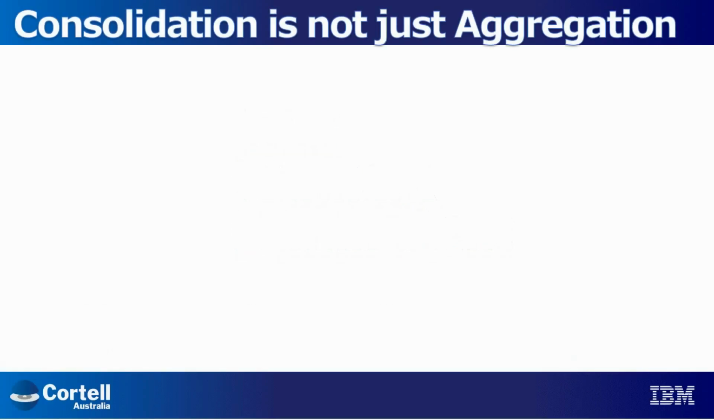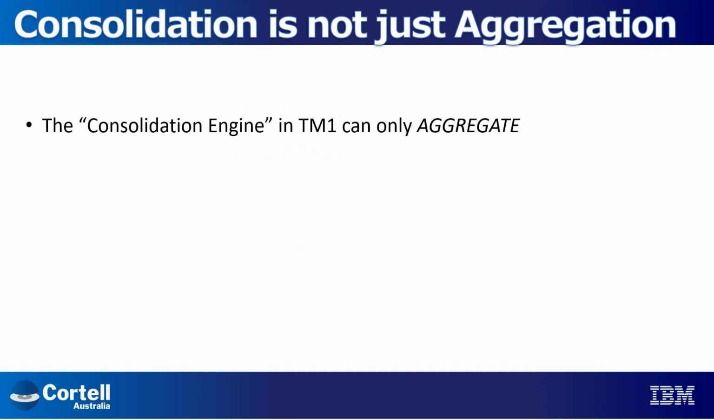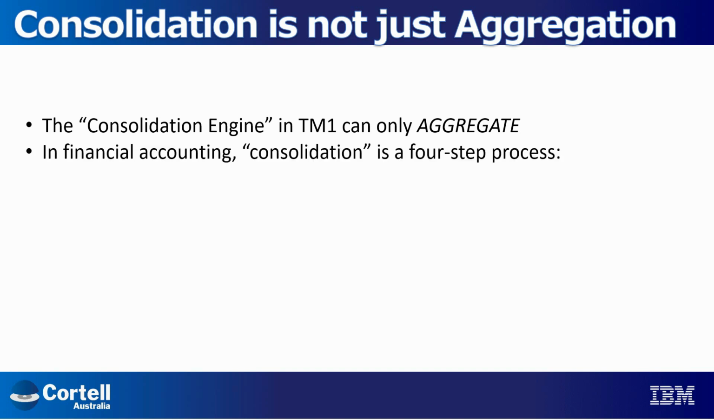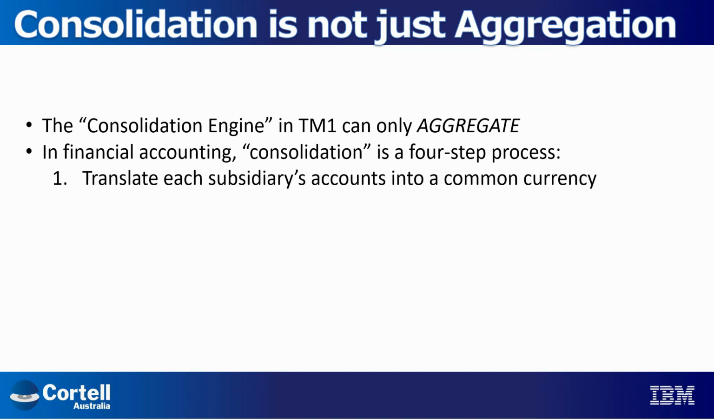When IBM's TM1 is presented to a person who hasn't seen it before, much is made of the fact that it consolidates numbers on multiple dimensions in multiple cubes extremely quickly. But the consolidation in TM1 can only aggregate. It's not doing a true consolidation from a financial accounting sense. In financial accounting, consolidation is a four-step process.